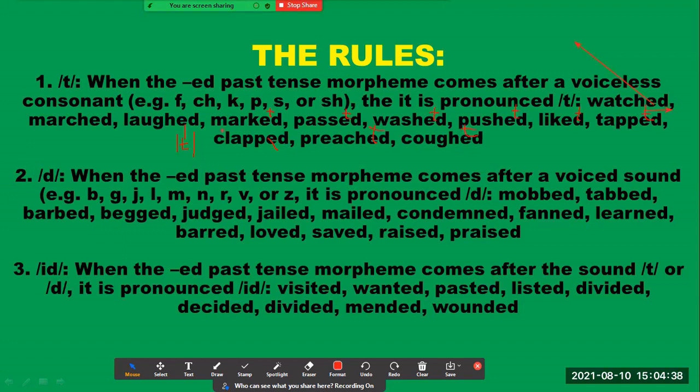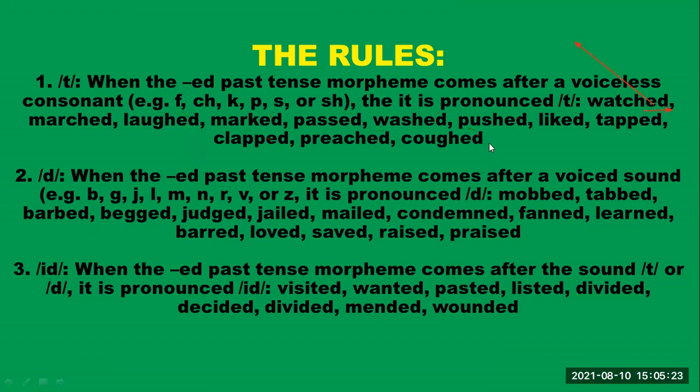So you can see, the rule is clear. When the ED past tense morpheme comes after a voiceless consonant, such as F, cha, K, P, S, or sha, then it is pronounced T. It is pronounced T, as we have in watched, matched, laughed, marked, passed, washed, pushed, liked, typed, clapped, preached, and cuffed. So take note of how the rule is applied, all right?